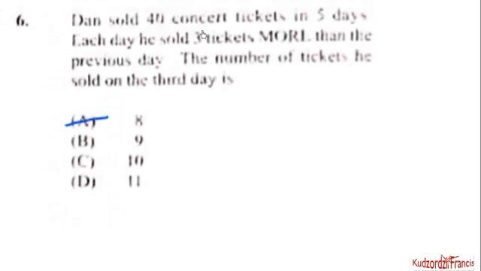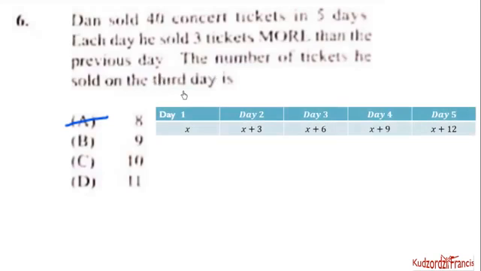Dan sold 40 concert tickets in 5 days. Each day he sold 3 tickets more than the previous day. The number of tickets he sold on the third day is. So let's say this is day 1. He sold X tickets, X number of tickets that we don't know. Day 2 will be 3 more, so it will be X plus 3. Day 3 will be X plus 6. Then day 4 will be X plus 9. Day 5 will be X plus 12. So the total number of tickets will be 40.